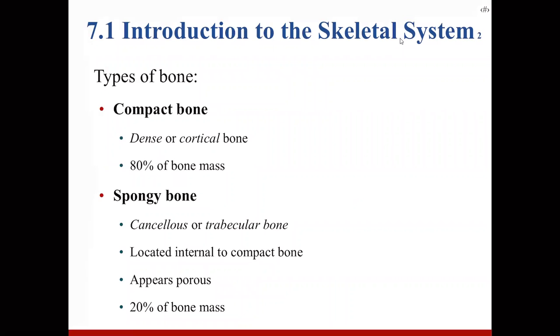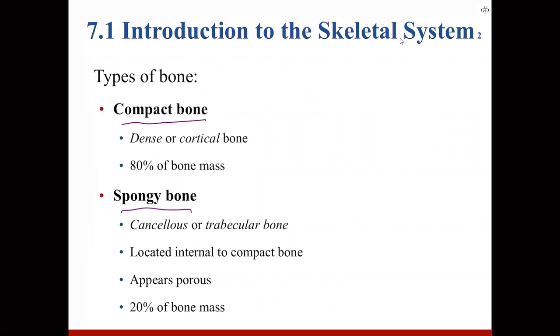Okay, so the types of bone. The two main types of bone are compact bone and spongy bone. Compact bone can also be called dense or cortical bone, and it's 80% of the mass of the bone in your body. So most of the weight of your body is going to be due to compact bone.